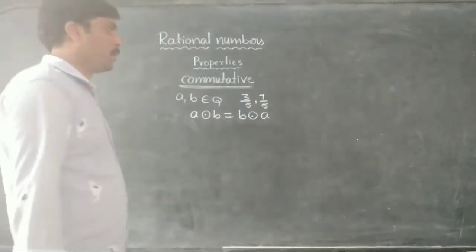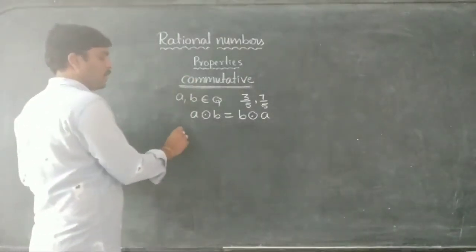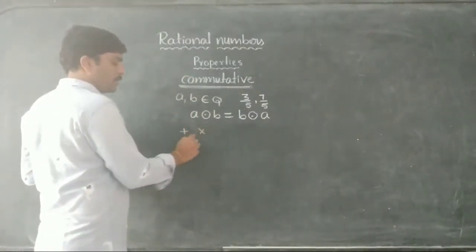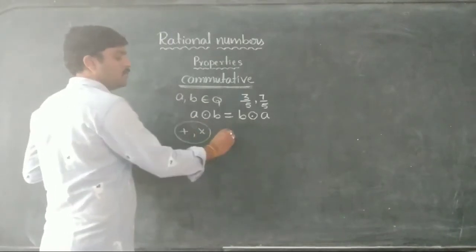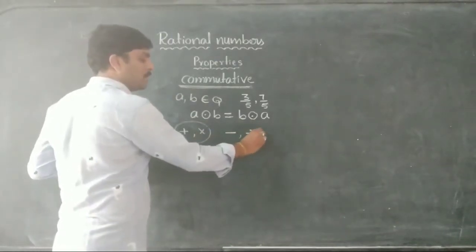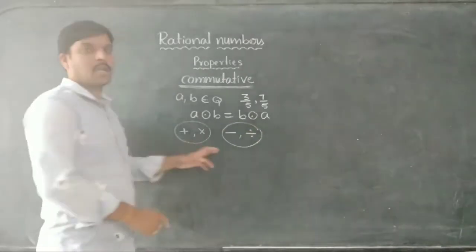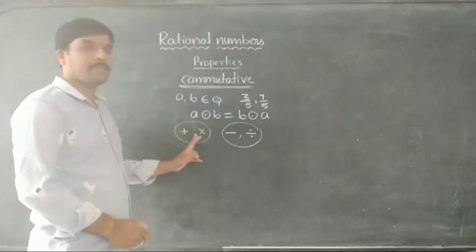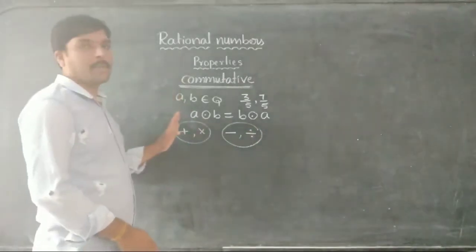Now for the commutative property, rational numbers satisfy it under addition and multiplication only. They are not satisfied under subtraction and division. So subtraction and division are not commutative; only addition and multiplication are commutative.